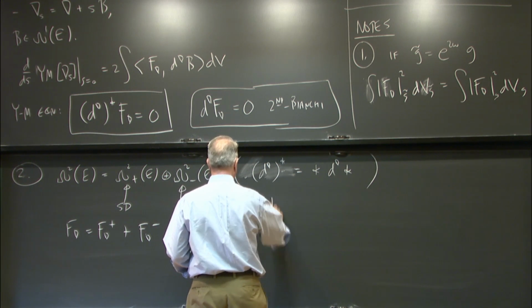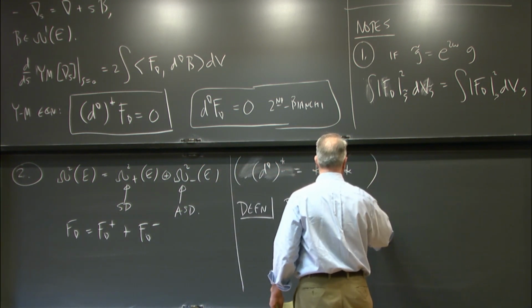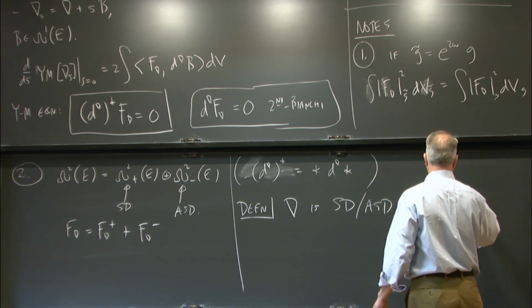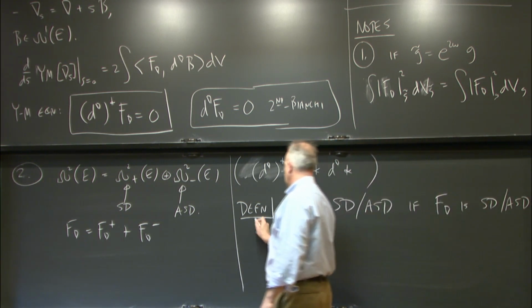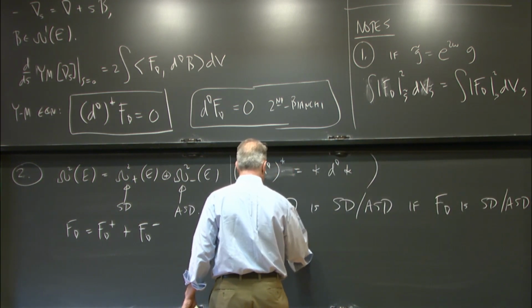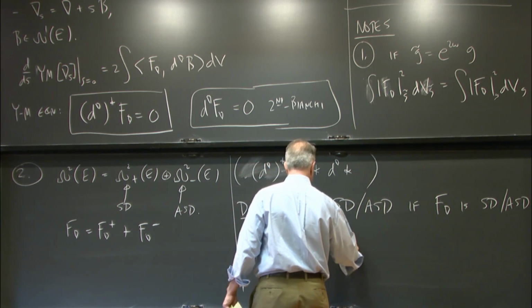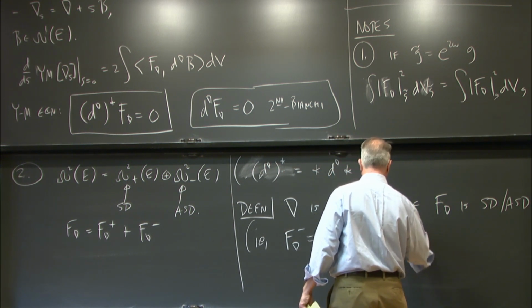This leads to the following definition. A connection is self-dual or anti-self-dual if the curvature is self-dual or anti-self-dual. That is, self-dual if the minus part vanishes, and anti-self-dual means the plus part vanishes.